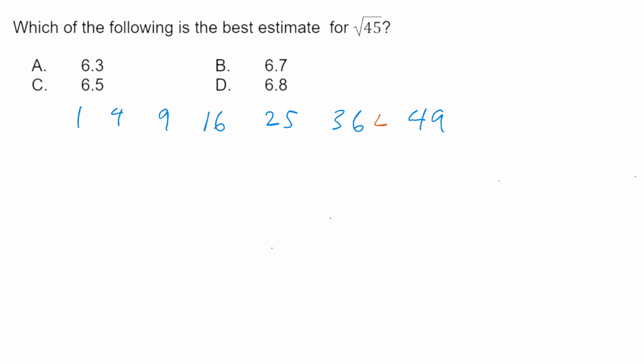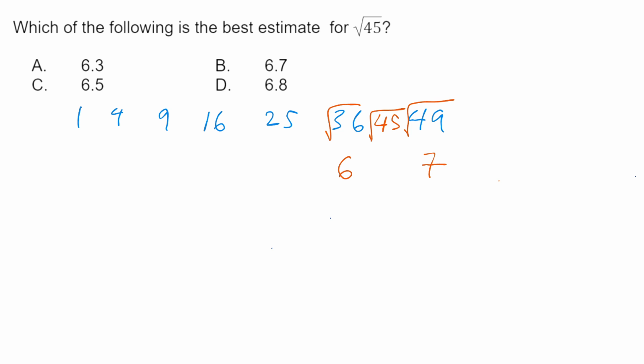So 45 is here in between 36 and 49. So if we look for the square root of 45, it's actually in between the square root of 36 and the square root of 49. What's the square root of 36? It's going to be 6. The square root of 49 is going to be 7. So the possible answer should be between 6 and 7.